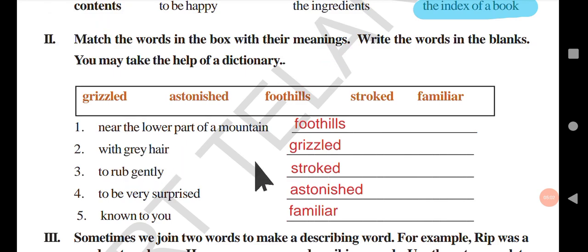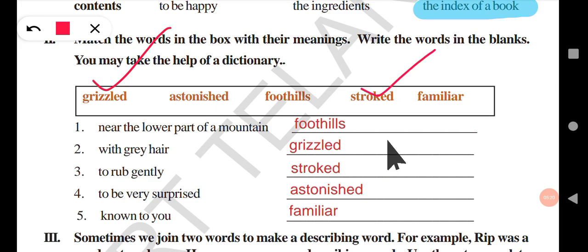Okay, with gray hair. Gray, the color of the hair, if it is gray, that is called grizzled hair. Grizzled hair is something which is gray hair, kind of dry hair. Next one, to rub gently, rubbing gently, rubbing on the hand. That is called stroking. See, we pet the dogs, we pet the cats on their heads. Yes or no? That is called stroking, rubbing their heads.